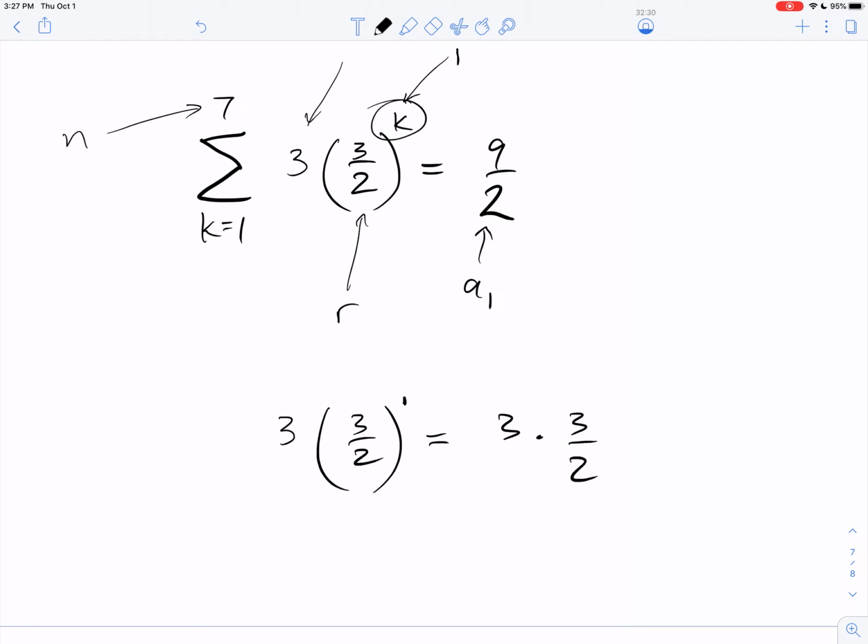Be on the lookout for that. They're going to do that to you on one of these problems. They're going to do that to you for sure. Okay, so how do you remedy that? You got to go get yourself A1.